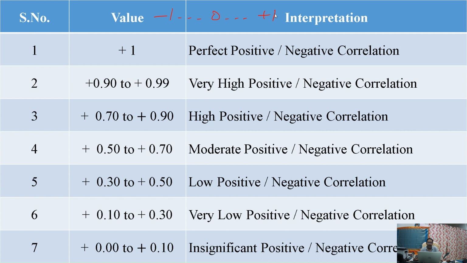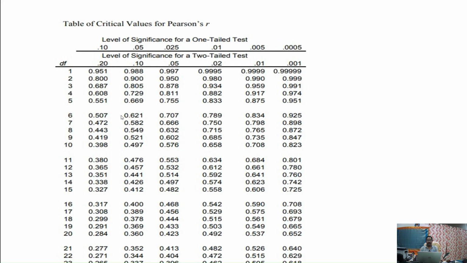When you get plus or minus 1, it is perfect positive or perfect negative correlation. When it is 0.9 to 0.99, it is a very high positive or negative correlation. Likewise, these are the interpretation norms for this course. If we have a larger sample also, then we can see the values; the values may decrease.